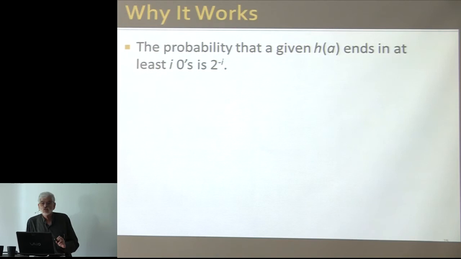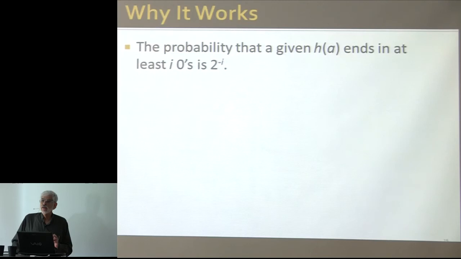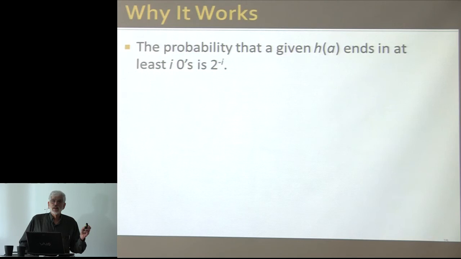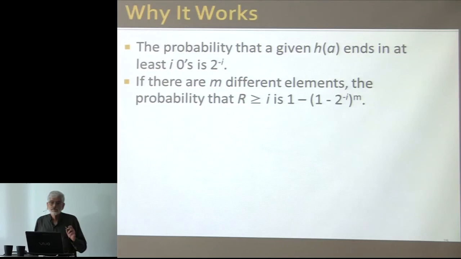Look at it this way. The probability that some random bit string h of a ends in at least i zeros is 2 to the minus i. That is, the probability is 1 that it ends in at least no zeros. The probability is a half that it ends in at least 1 zero, a quarter that it ends in at least 2 zeros, and so on. Now suppose that the true number of different elements is m.